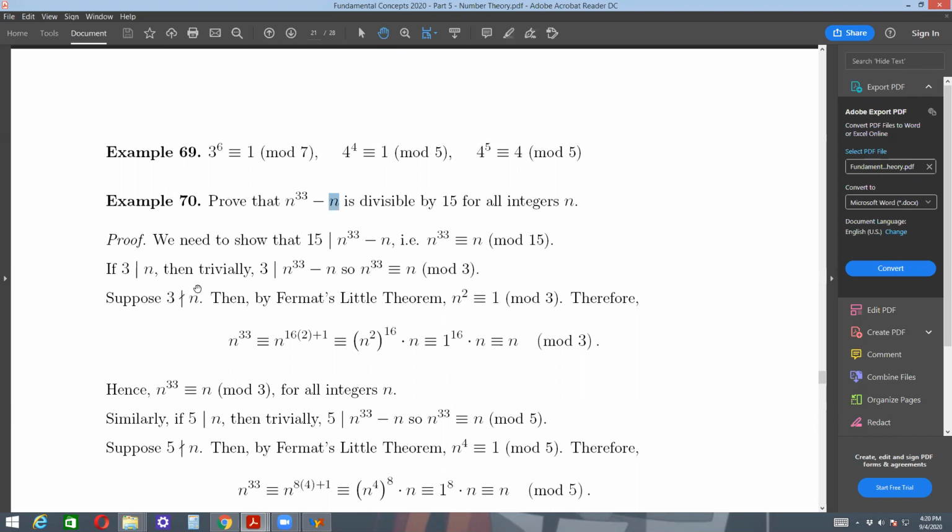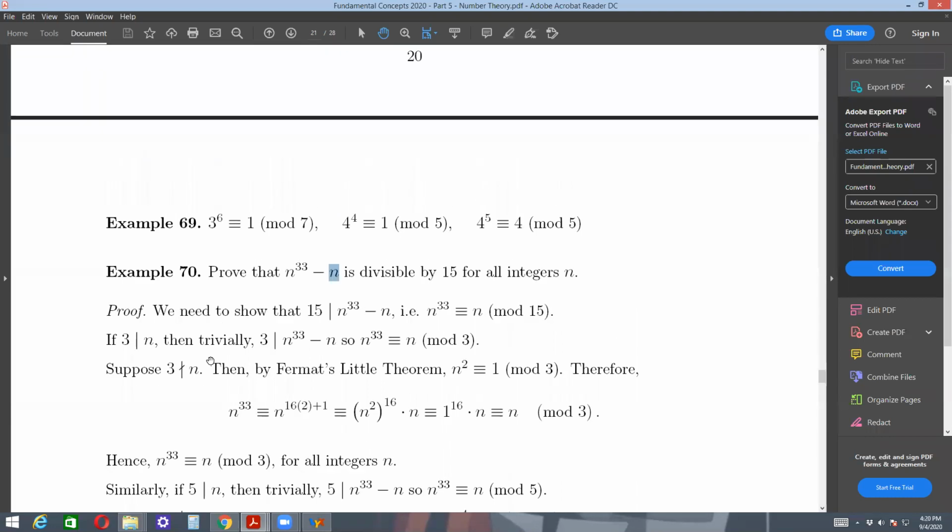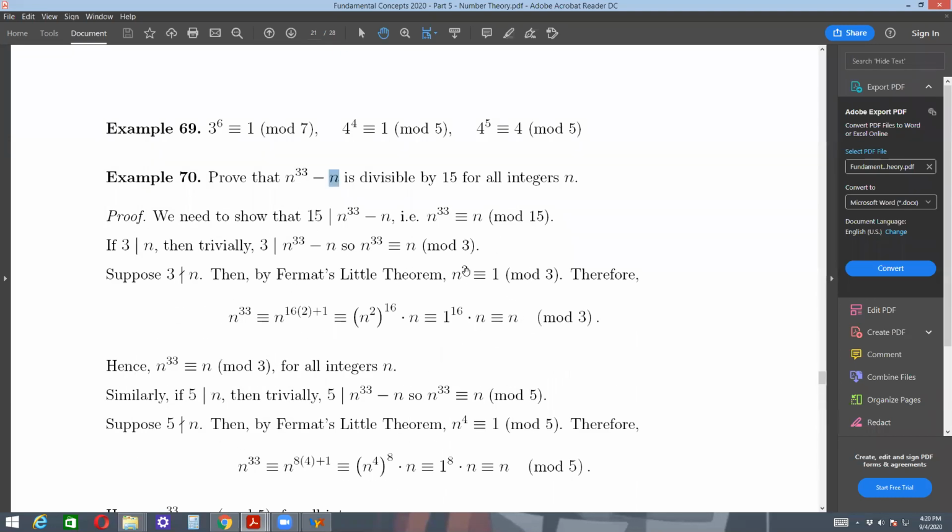If n is not a multiple of 3, then we could use Fermat's little theorem, right? And we know that n squared is congruent to 1 mod 3. Technically you don't need Fermat's little theorem for this because this follows from what we did before with quadratic residues. We know n squared is always congruent to 0 or 1 mod 3. It would only be 0 if n is a multiple of 3. So if n is relatively prime to 3, then it has to be 1.